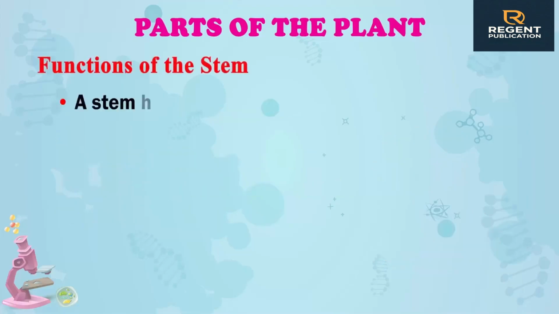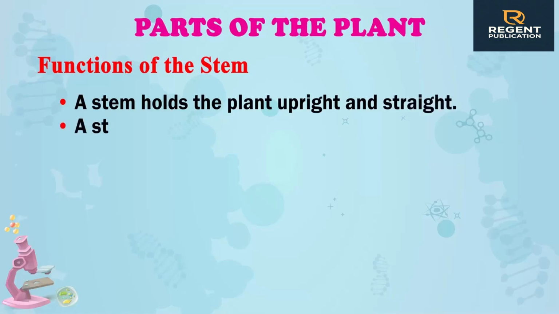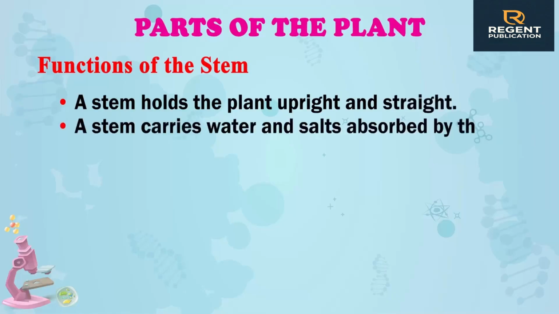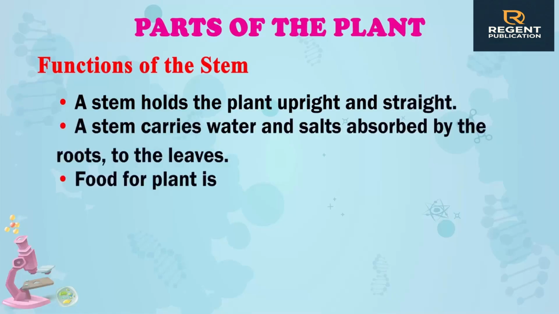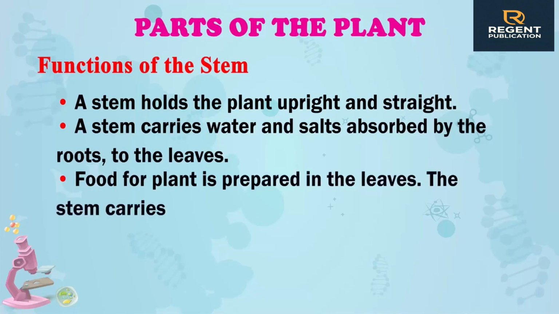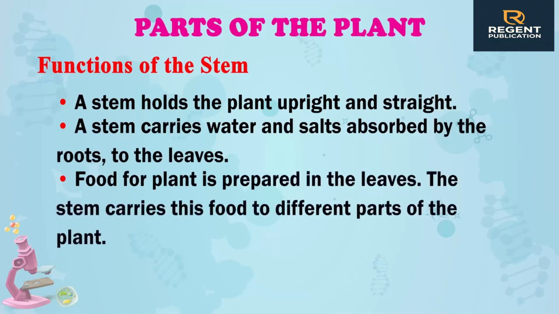Functions of the stem. A stem holds the plant upright and straight. A stem carries water and salts absorbed by the roots to the leaves. Food for plant is prepared in the leaves. The stem carries this food to different parts of the plant.